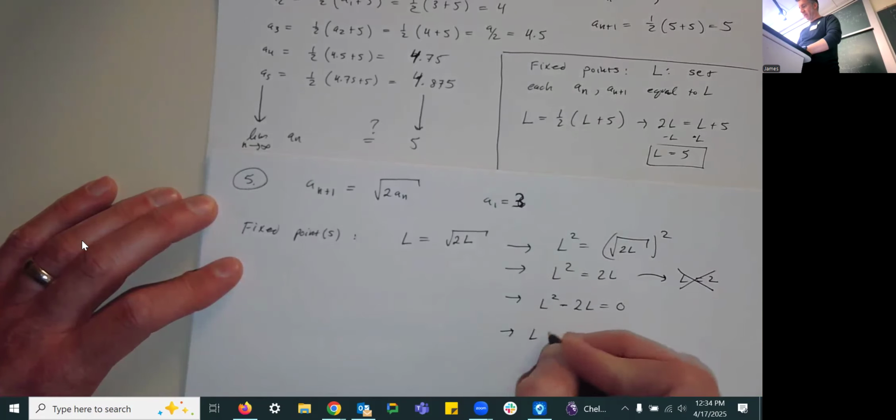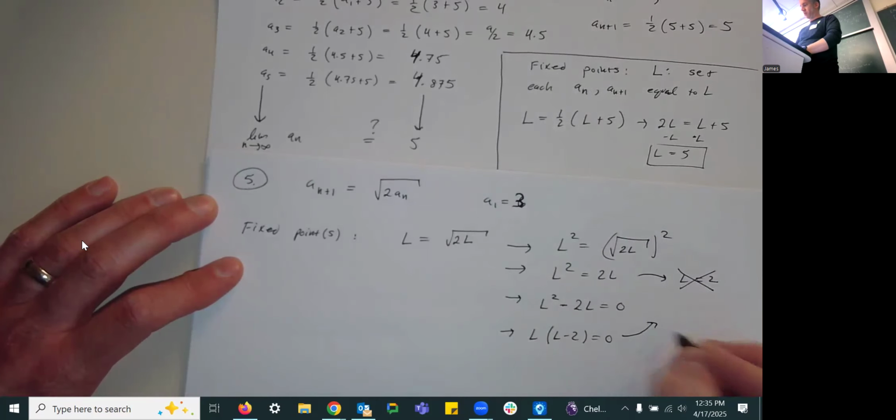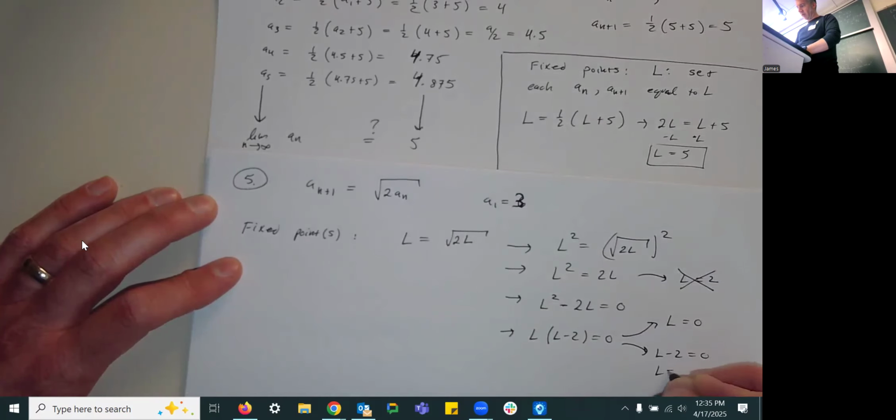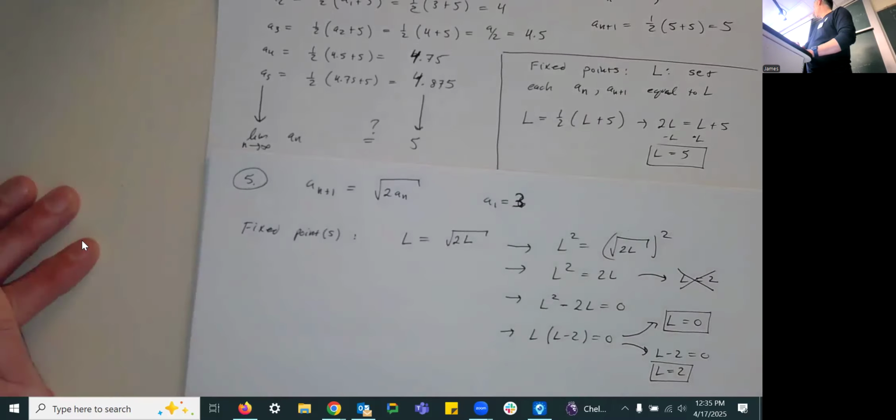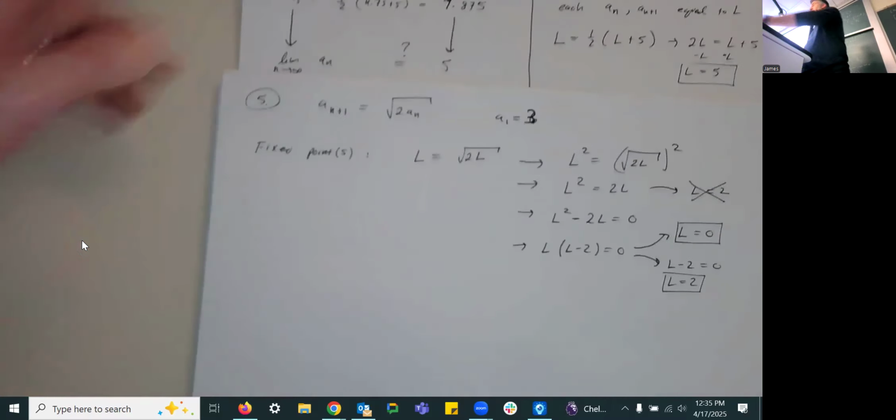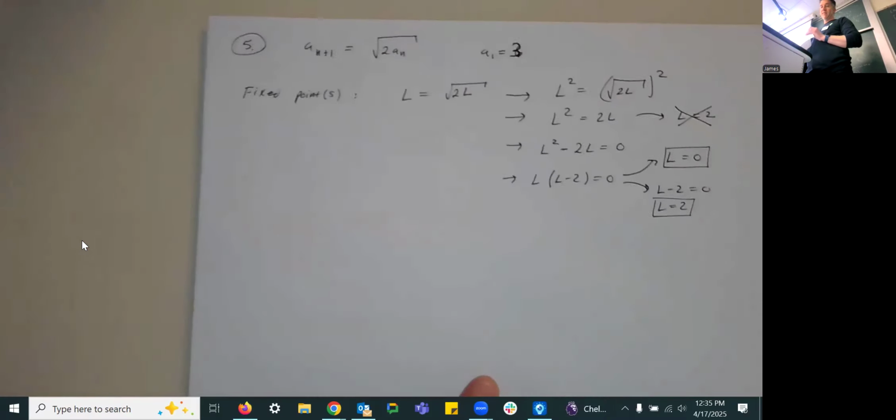So we get L times L minus 2 equal to 0. And then we get all the solutions. L equal to 0, or the other factor, L minus 2 equal to 0, meaning L equal to 2. So those are my fixed points. Those are the candidates for what the limit might end up being equal to, if it even exists.